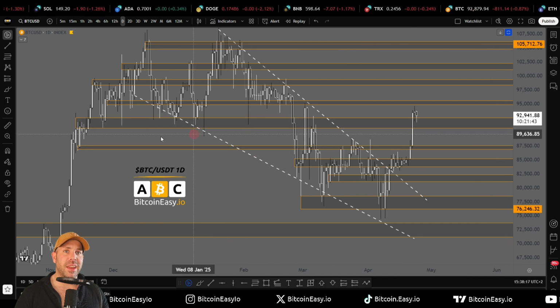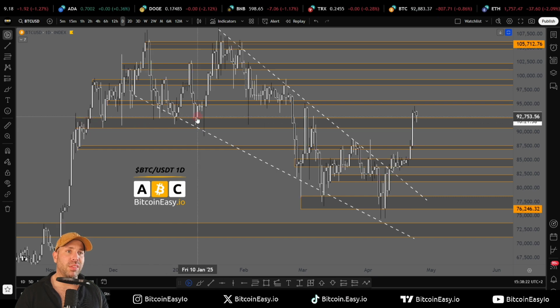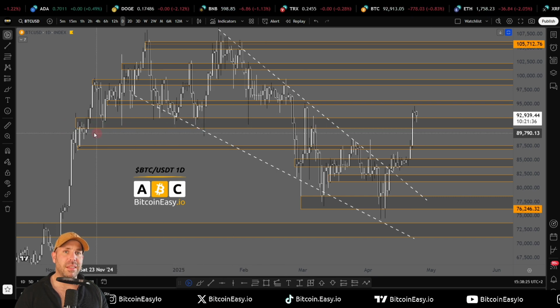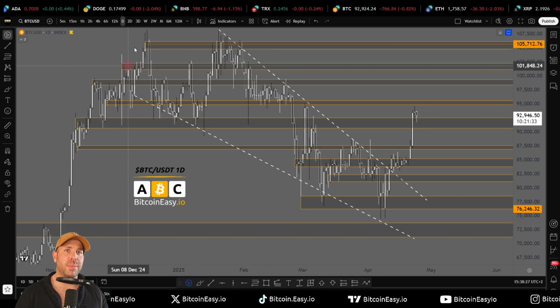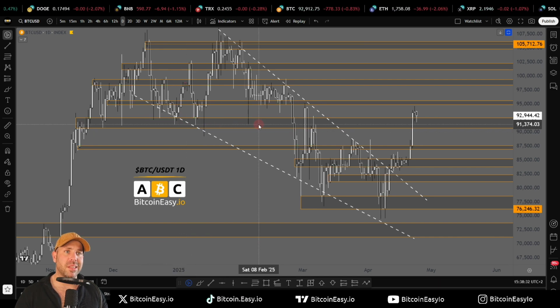So why is this the key area? You can see here, this has been massive resistance and support for months here, right? For at least 2 months. And we bounced from there to multiple all-time highs. And every time we came back down there, we basically put in massive rallies until this point here.